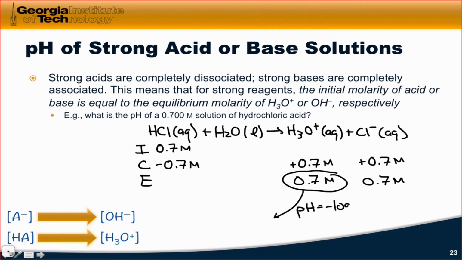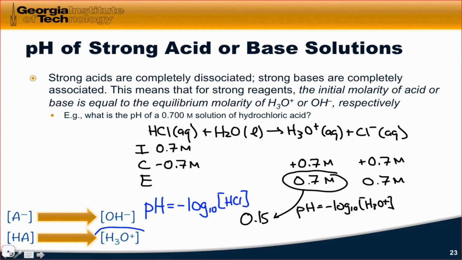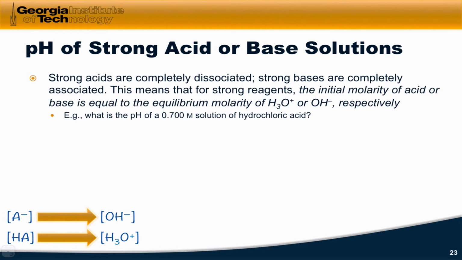We can then take this and use the definition of pH, negative log 10 of this H3O+ concentration, to calculate the equilibrium pH. And in this case, it's equal to 0.15. Ultimately, all we had to do to solve this problem was to take the initial concentration of HCl and apply the p operator to it. The only reason we're able to do this is because of this idea that a strong acid forms H3O+ completely in aqueous solution. Essentially, we're in a situation where we don't need to worry about equilibrium.